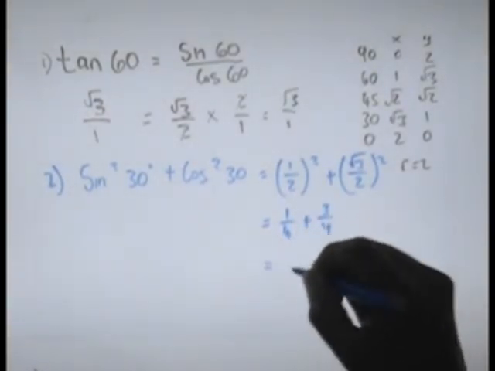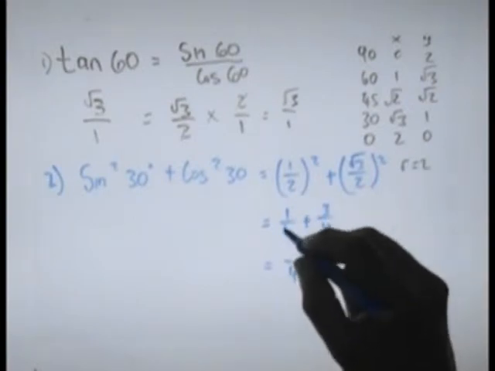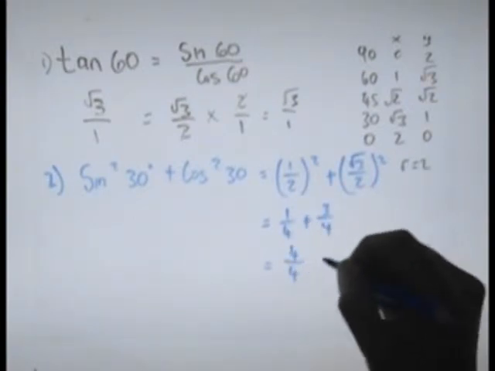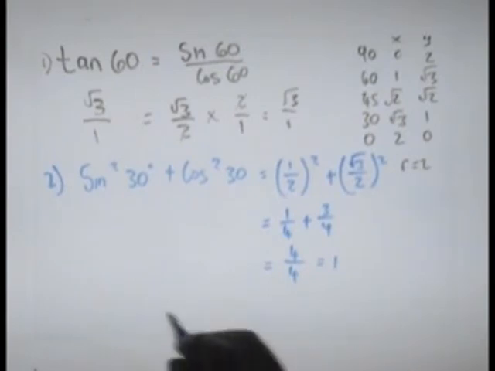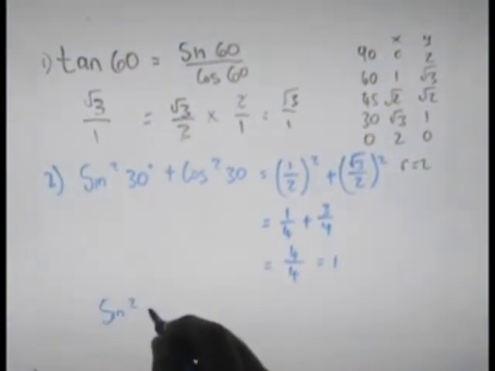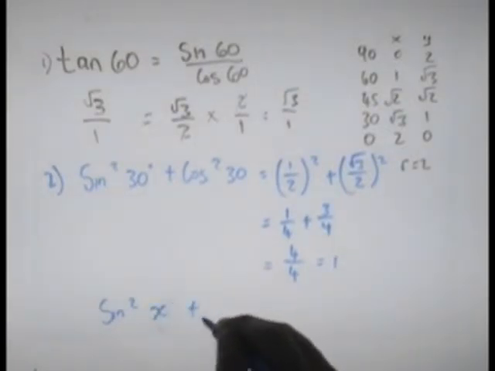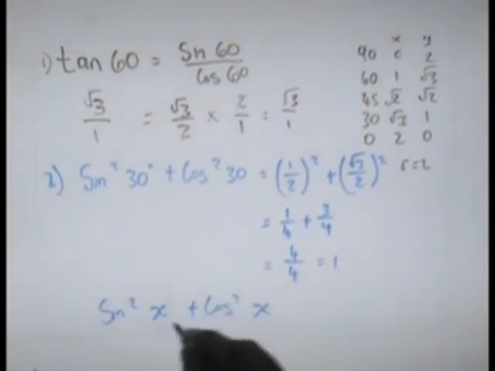common denominator, so I can add the numerators. 1 plus 3 is 4, 4 over 4 is equal to 1. That means that sine squared 30, or rather not 30, sine squared x plus cos squared x, those have to be the same, is equal to 1.